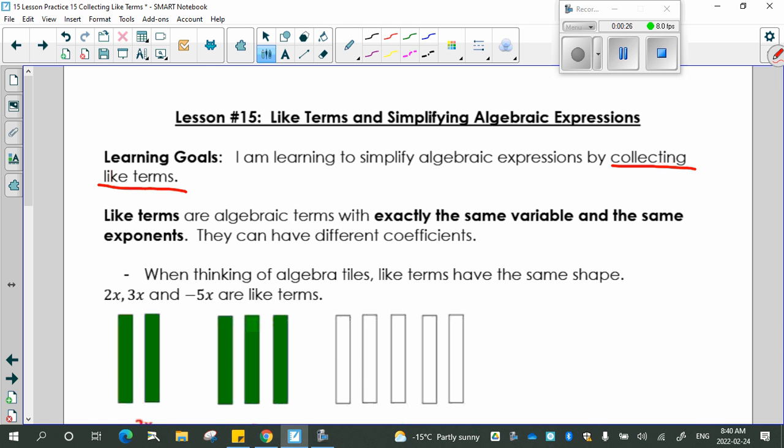So if we look at the pictures, lines can go with lines, squares can go with squares, cubes can go with cubes. But you can't group cubes and squares because they're different. It can't be combined or simplified. So like terms are algebraic terms with exactly the same variable and the same exponents. So same variable with the same exponent. They can have different coefficients, the number up front, that tells you how many there are.